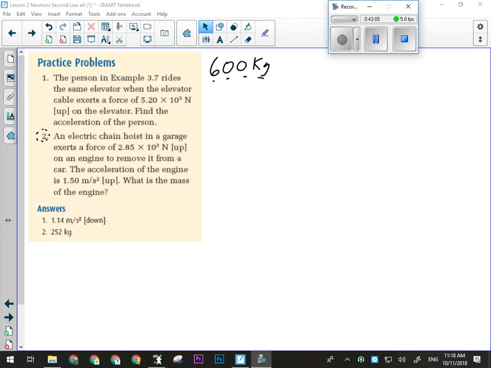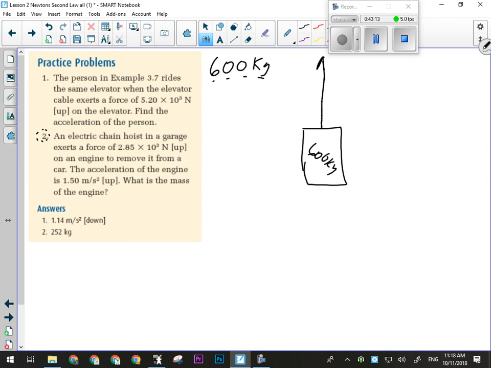Okay, so let's have a look at question 1 here. So it's same elevator, same person, okay? So we have this 600 kilogram elevator. Now we know that the force upwards is only 5,200 newtons. Force downwards is the same as before because it's still the same elevator and the same person, 5,886 newtons. So which way is the elevator going now? Downwards, okay?